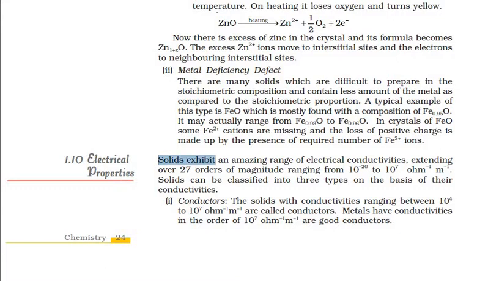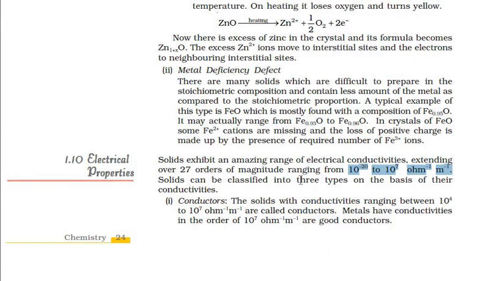Solids exhibit an amazing range of electrical conductivities, extending over 27 orders of magnitude, between 10 to the power minus 20 to 10 to the power 7 ohm inverse meter inverse. So now you need to remember this range, that is the conductivity range of solids, and that is 10 to the power minus 20 to 10 to the power 7 ohm inverse meter inverse.